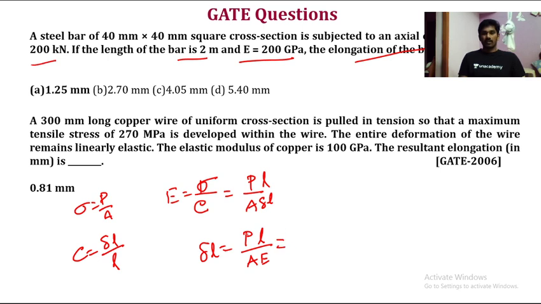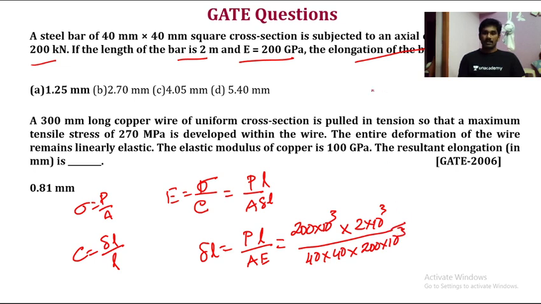So the load applied is equal to 200 kilonewton converted into newtons, into the length of the bar, 2 into 10 power 3, divided by A, which is a square cross section, 40 into 40, into Young's modulus, 200 gigapascal. You should convert it into megapascals because 1 megapascal is equal to 1 newton per mm square. Got it?